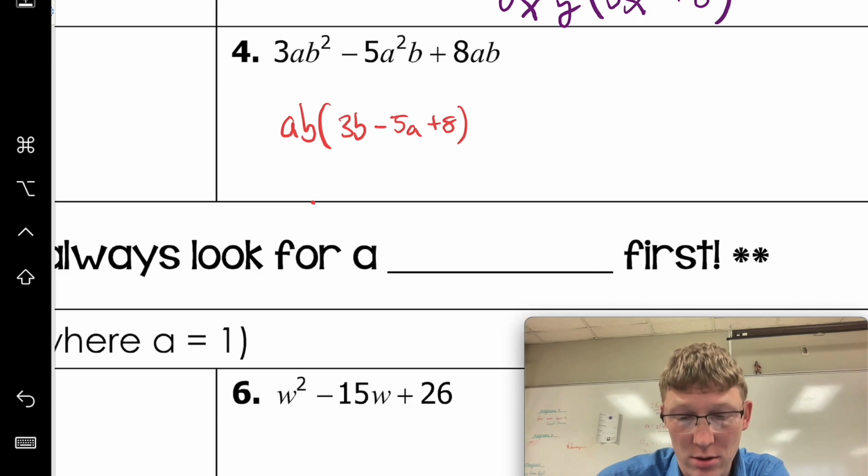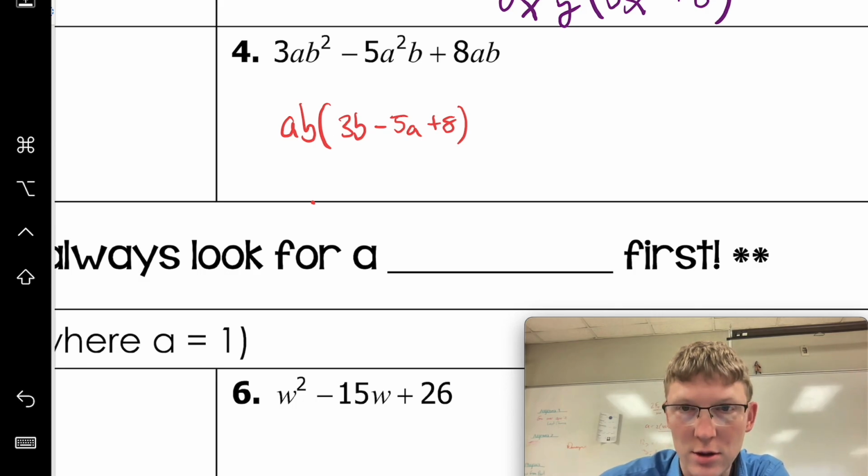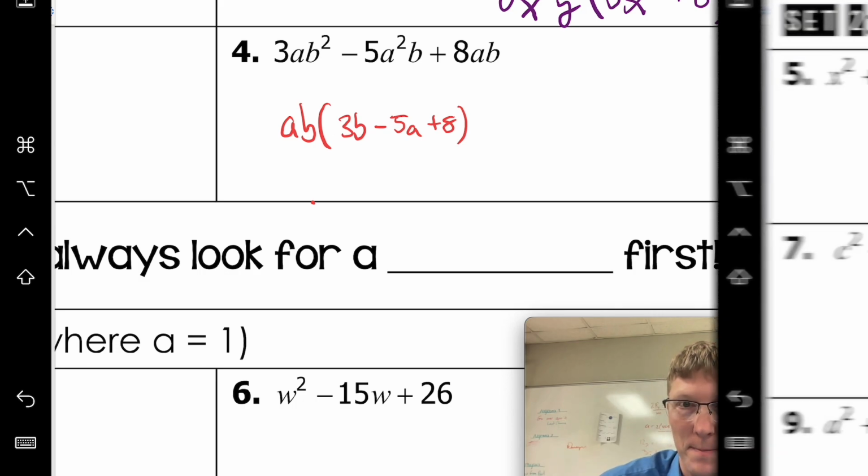Hey, so apparently none of the numbers can be factored out, but that's okay. We got that A, B out. So hopefully you got something close to that.